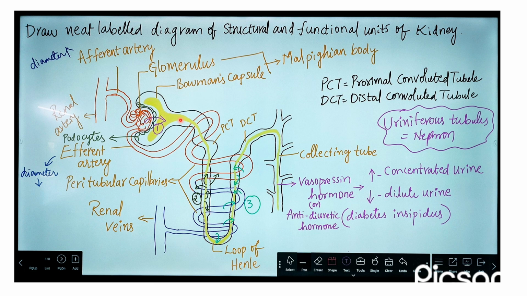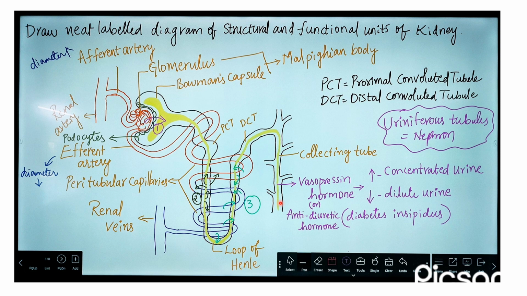Then in the renal tubule there are three parts. One is this proximal convoluted tubule, called PCT in short, and this distal convoluted tubule, called DCT. PCT and DCT are connected by a loop called loop of Henle. DCT then opens into the collecting tube. This is the collecting tube.